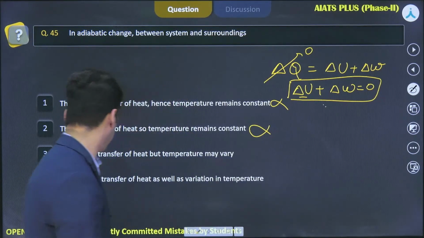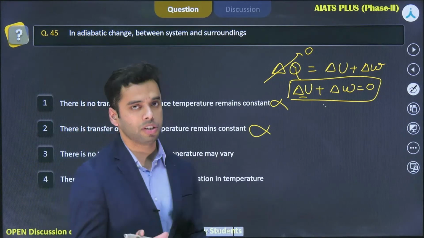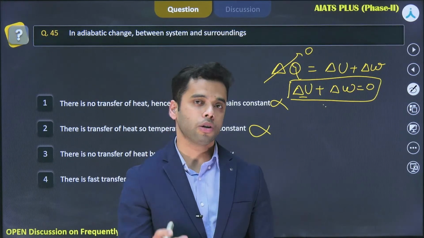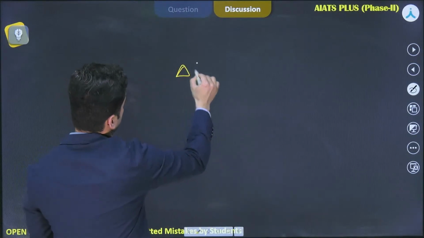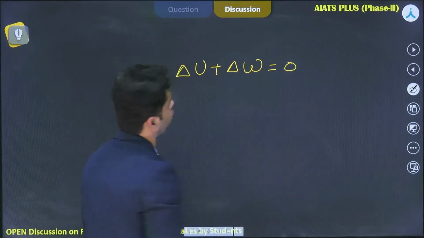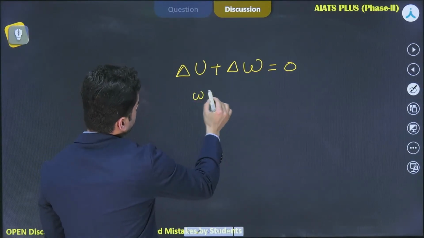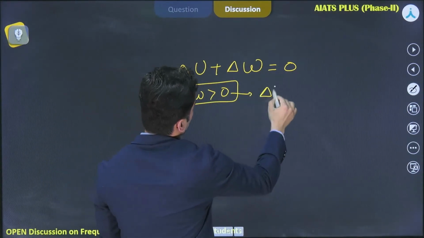Let's talk about the third option. There is no transfer of heat, but temperature may vary. Now this one seems correct. There is no transfer of heat. This is the basic concept of the adiabatic process. And see, delta U plus delta W, from the first law of thermodynamics, is equal to 0. Now if work is being done by the system, in that case delta U will decrease.